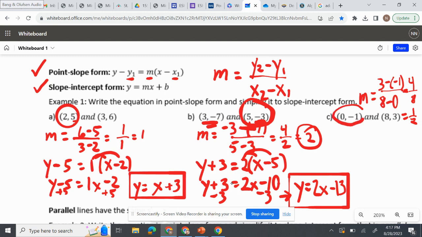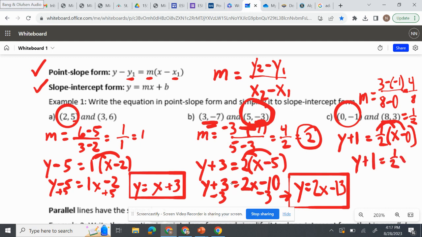I'm going to pick the point 0, negative 1. Once again, it doesn't matter which point you pick. So I'm going to put y plus 1, because a negative is a positive. I have 1/2, and then I have x minus 0. I'm going to distribute the 1/2 to each of the terms. So y plus 1 equals 1/2 x minus 0. Then when I subtract the 1, I get y equals 1/2 x minus 1.